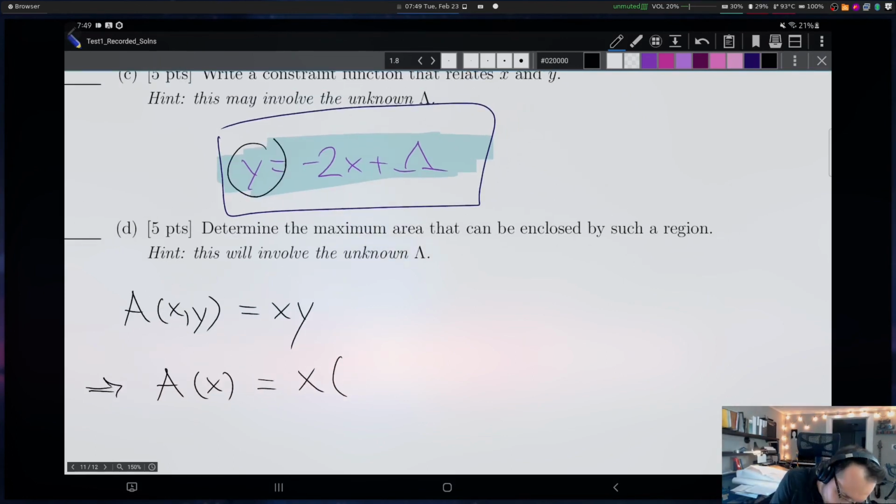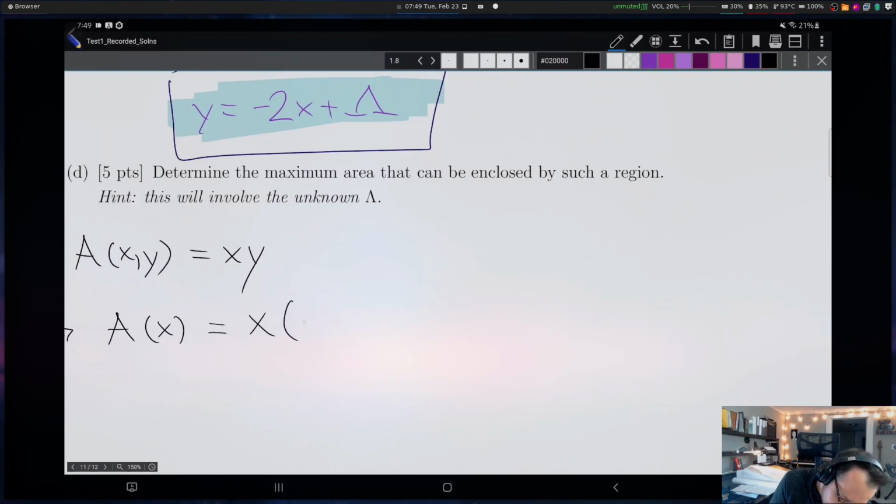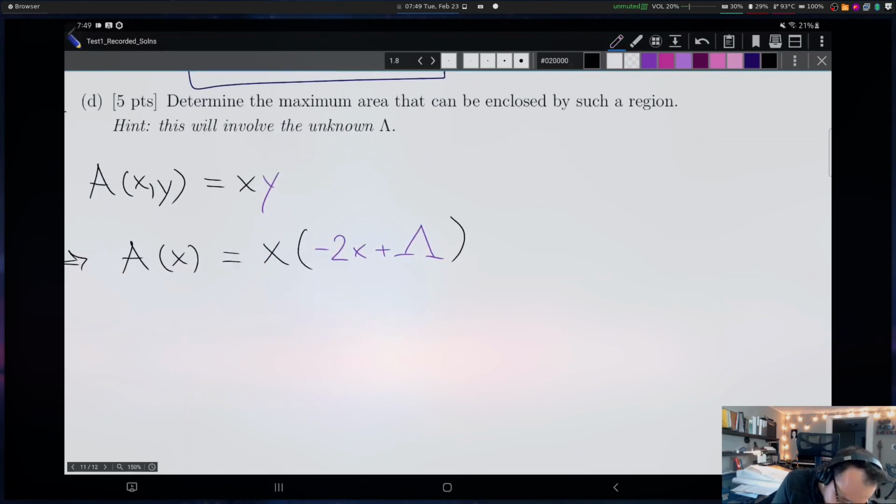So how am I going to get rid of y? Well, I just have another name for y, and luckily that name only involves x. Okay, maybe this unknown lambda, but that's fine. Maybe I'll do it in a different color here. So there's y, and that's negative 2x plus this lambda. Again, just another name for y. Maybe I can multiply this out a little bit. It's negative 2x squared plus lambda x. Okay, so I have some kind of quadratic, and the question is how am I going to maximize this?